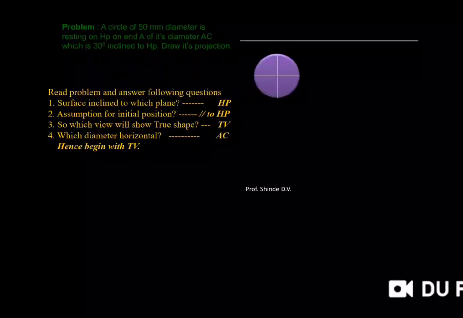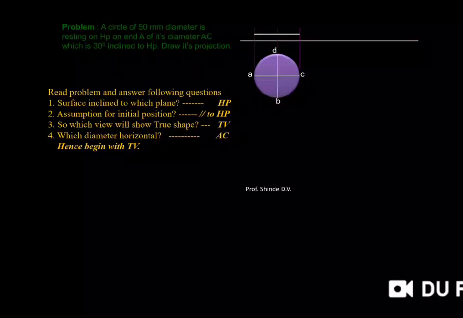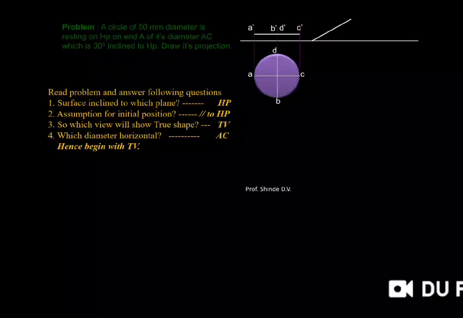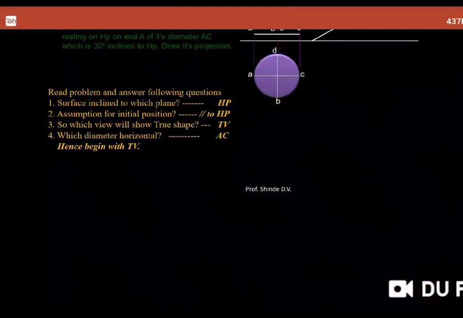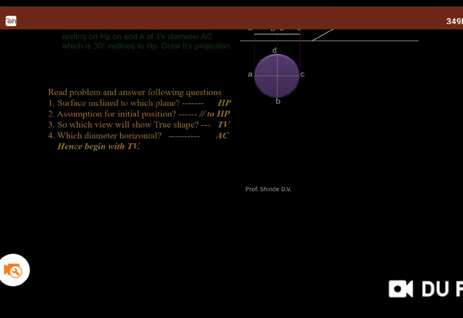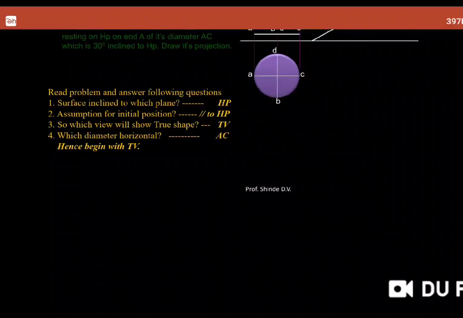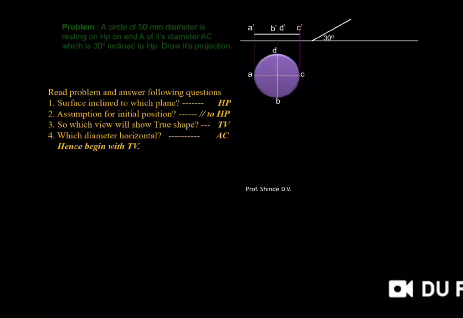AC. What will be the front view? Front view will be a single line. We have to name it. The surface of the plate is inclined to HP. At how many degree? 30 degree.